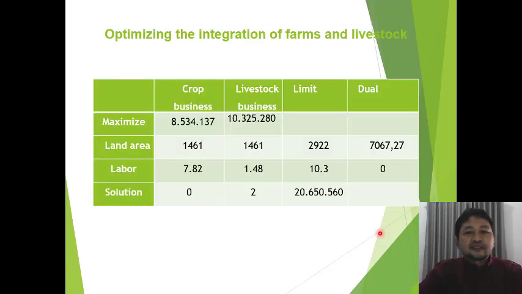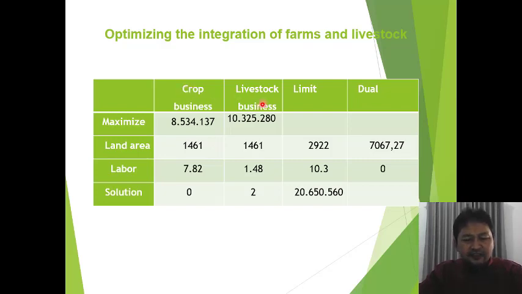Okay, so this is the optimization of the creation of livestock. We can see in the table that the value of the objective function of maximizing Z is obtained from the average net income of 1.662 million for crops, X1, and 1 million point 379 for livestock business, X2.